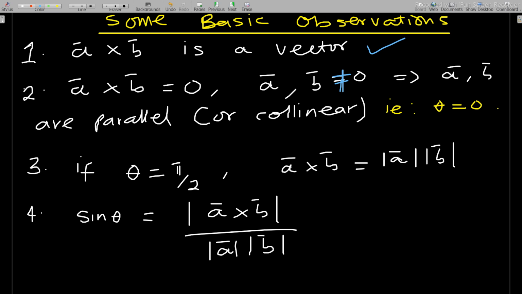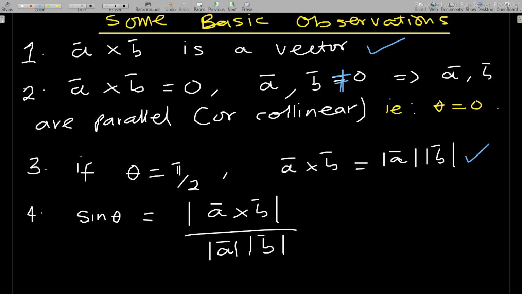Now if theta is equal to pi over 2, which is 90, then A cross B is equal to magnitude of A times magnitude of B, where sine of theta, sine 90, is 1. So this time theta is 90, and that is how you get this.